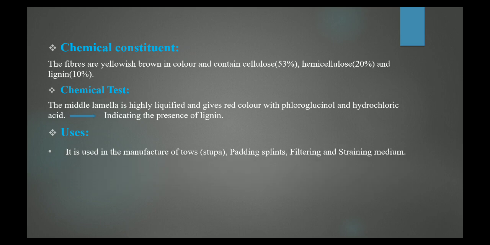Uses. It is used in the manufacturing of tows, stupa, tanding spins, filtering and staining media. Jute fibers are used for the preparation of coarse bags, gunny bags. Then the next drug is hemp.